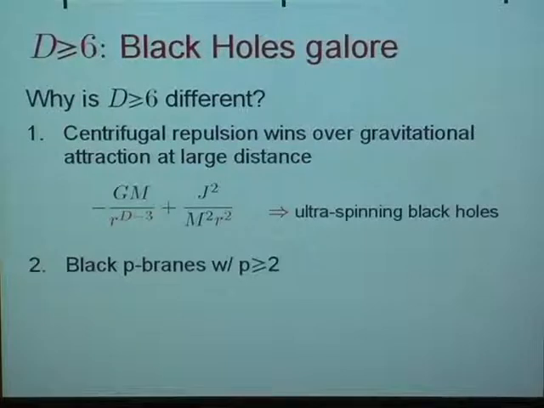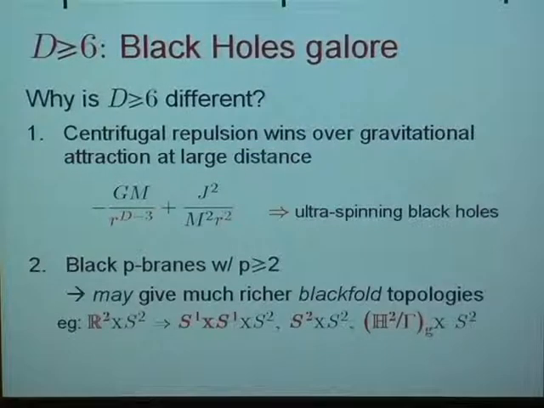Another reason that six dimensions or more is different is that in six or more dimensions we can have black p-branes with p larger than 2. So in five dimensions we had the black strings, and then we could take a black string and form it into a ring, and then we had the black rings. Now, we can try to do the same thing for, say, a membrane with a horizon which is R2 cross S2, then we might try to form this into the shape of a torus, a two-sphere, or perhaps some higher genus surface. We don't know yet which of these possibilities are actually realized, but there's clearly more room, and the more dimensions we have, there's even more room for new possibilities.